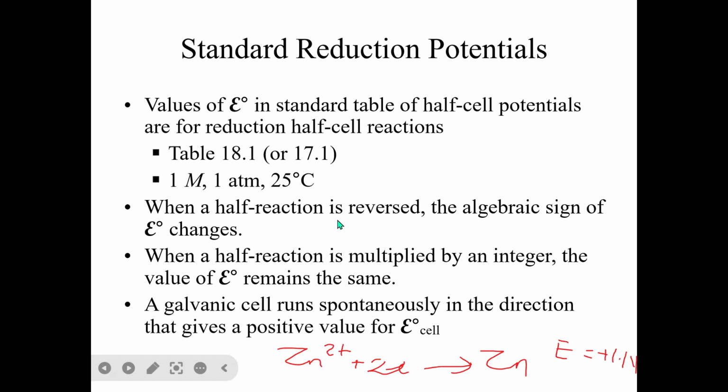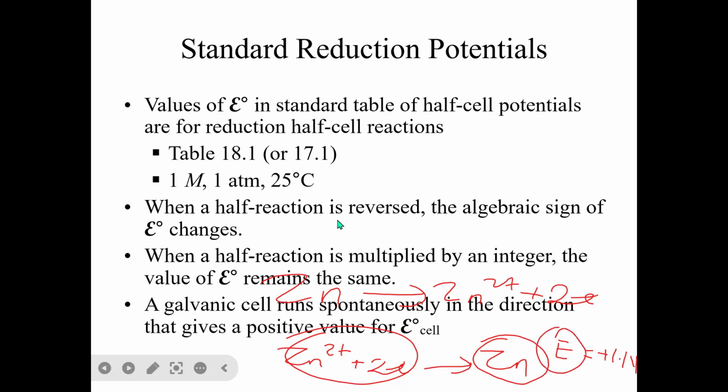After reversing it, it means that you are changing the product to the reactant and the reactant to the product, meaning that it will become zinc, then we have Zn2+, plus 2 electrons. So you see, you reverse it. When you reverse it, the sign of the standard electrode potential will change. Here it is positive, so since you reverse it, it is now going to change to negative, that is minus 1.1 volts. That is what happened in this case.